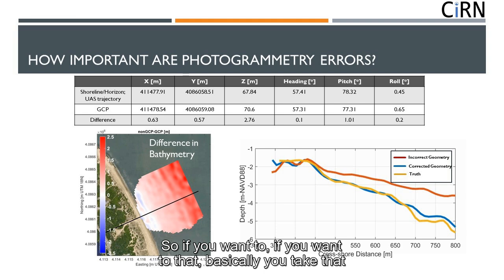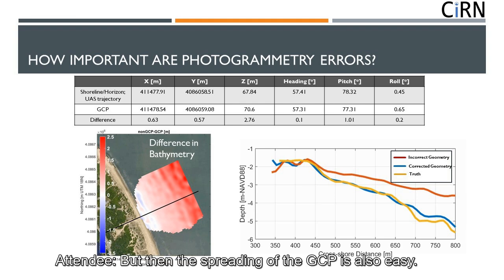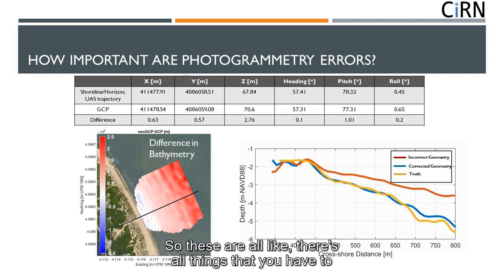Yeah. So if you want to look at, say, a long shore extent, then it matters. Yep. But then the spreading of the GCPs is also easier, because you don't have to do it right. Yep. But it can get hard to see GCPs at very far distances from your camera. So there are all things that you have to weigh when you're designing your camera setup.